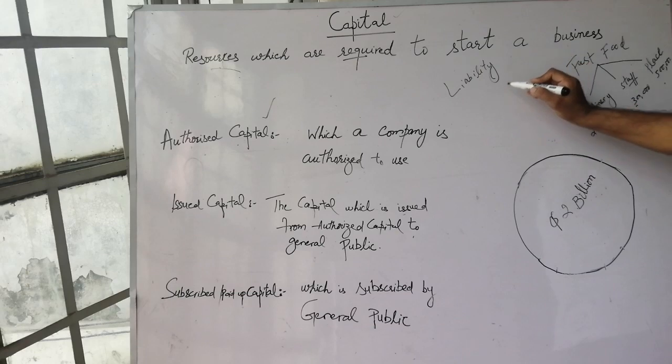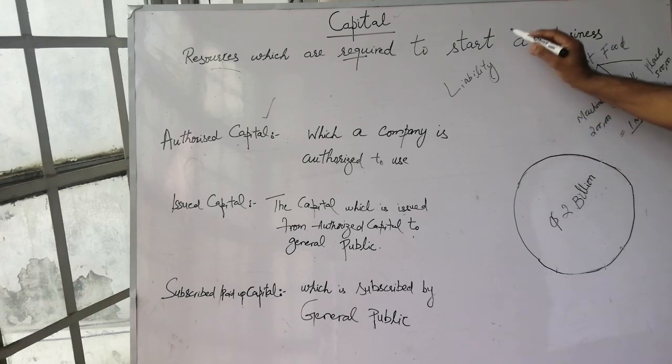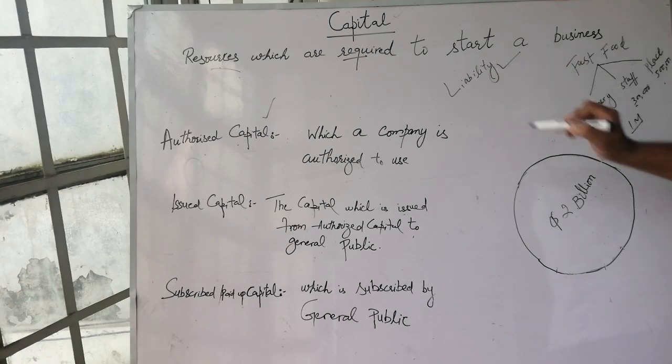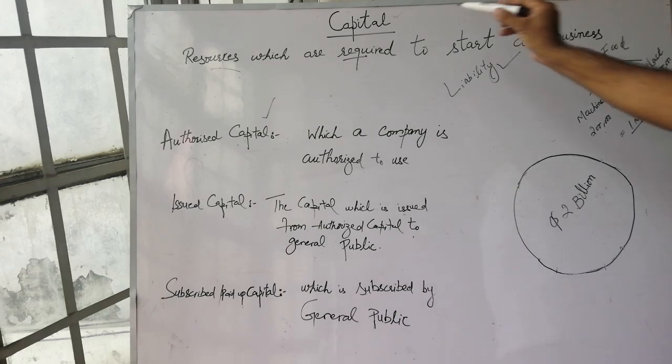If you look into the balance sheet of any company, you will find the capital on the liability side. It is the liability of the company. The company will pay back this liability, this capital, when you wind up the business. So that was about the capital.